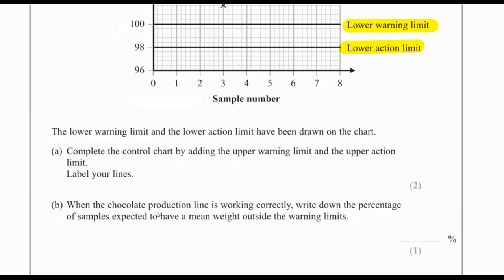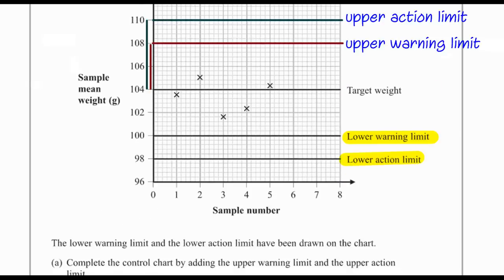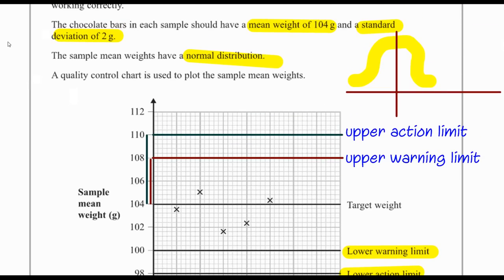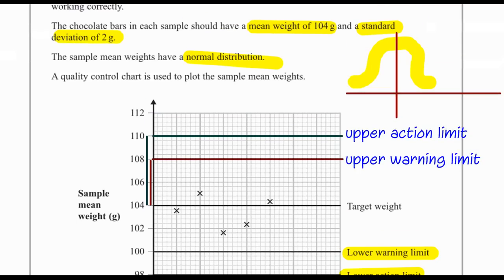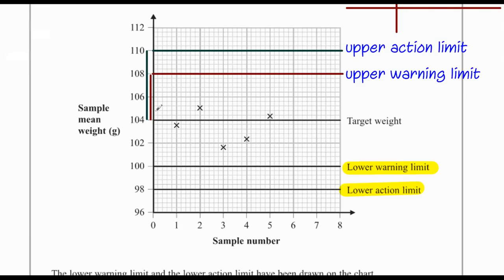Part B. When the chocolate production line is working correctly, write down the percentage of samples expected to have a mean weight outside the warning limits. Right, so you need to know about your normal distribution here. Because we've got a standard deviation of 2, as shown in the question, remember I said to you before that most of your data is 3 times the standard deviation away. Now look, if we go 1 standard deviation above, we're on 1, 2, 3 above, and that is 3 above. Like I'm saying, these should contain most of your data.